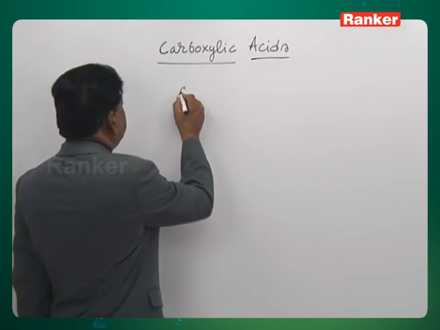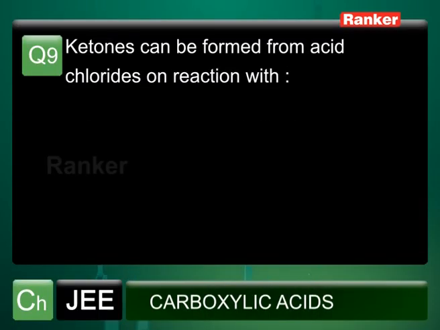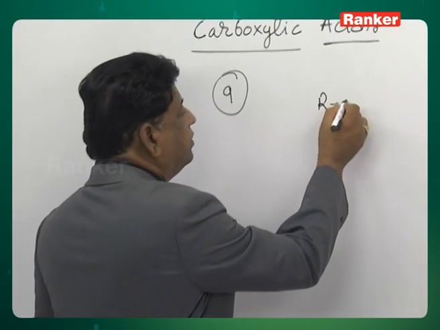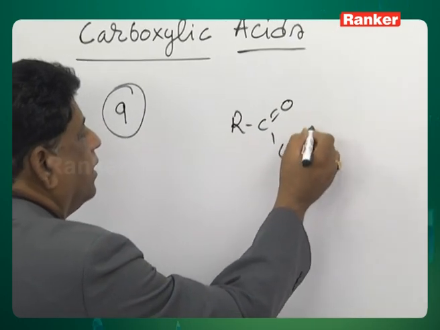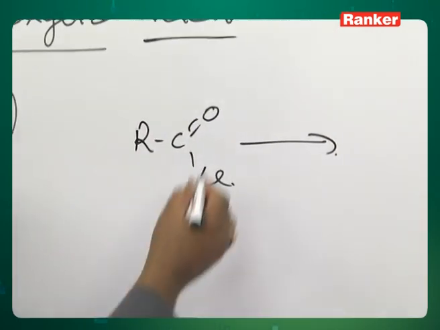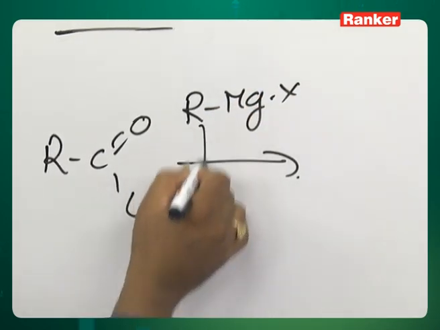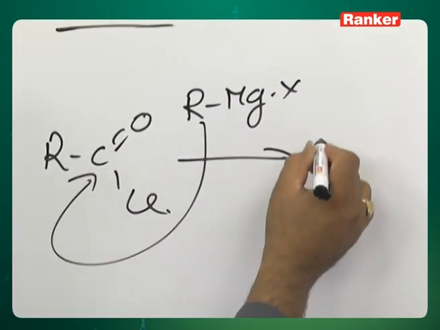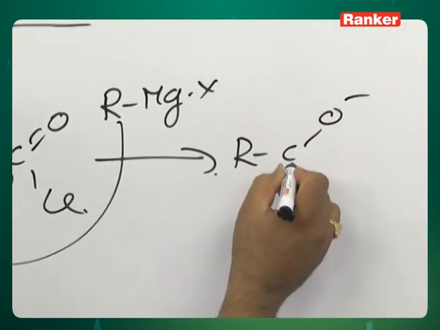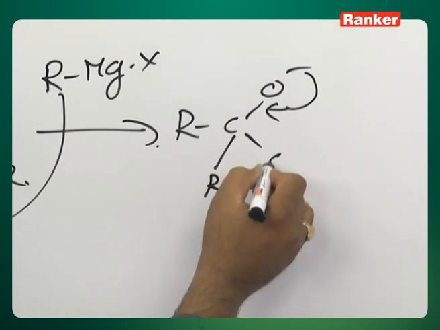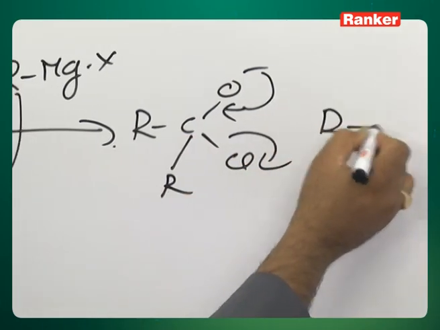Question number 9. Ketones can be formed from acid chlorides on reduction with which reagent? Acid chlorides are actually RCOCl. When you add RMgX, we have one reaction. RMgX reacts, you will get RCO minus and R is generated. When the O minus comes back, the Cl will go out. You will get a ketone.